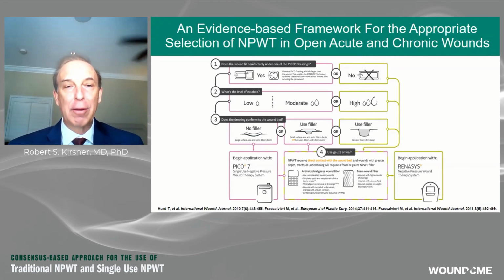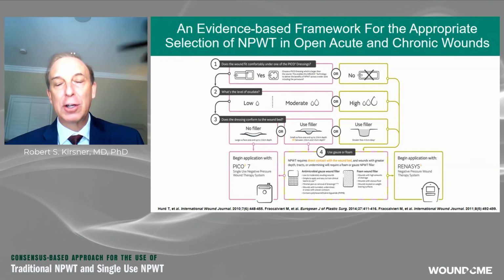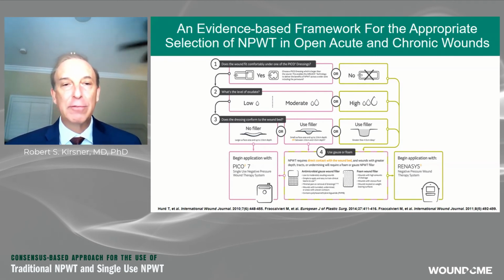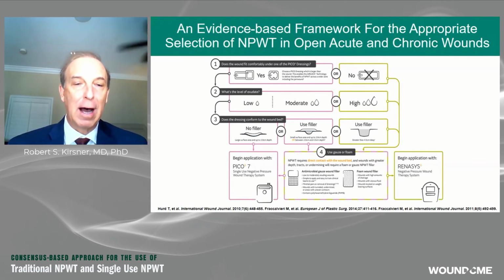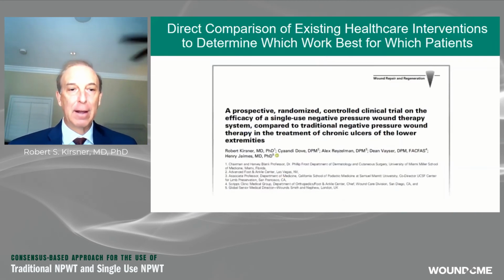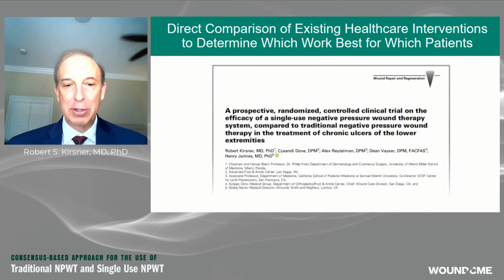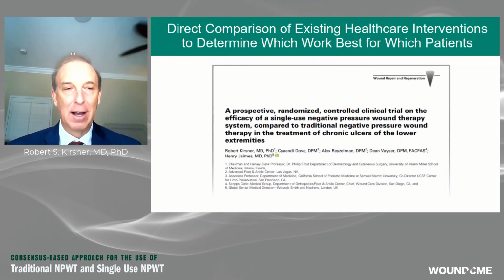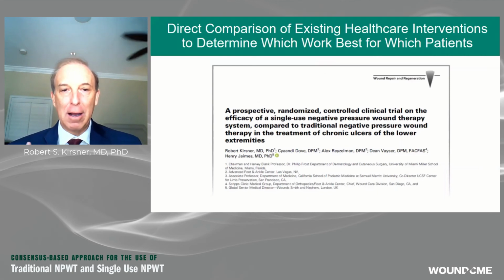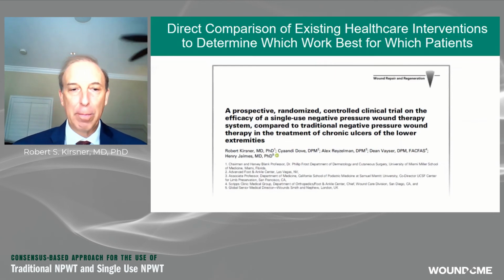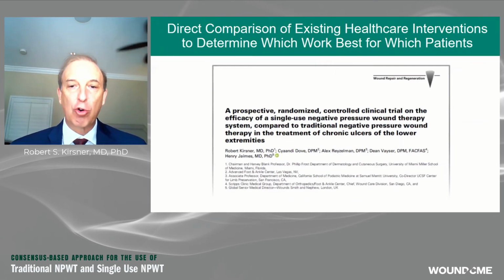So this algorithm should help guide clinicians in how to think about the two types of negative pressure wound therapy options that exist when you're choosing this for your patients. Now, I wanted to share with you this study that we published about a year or so ago. I was the lead author of this multi-center study that really compared the single-use negative pressure device with traditional negative pressure wound therapy devices on chronic ulcers of the lower extremities.